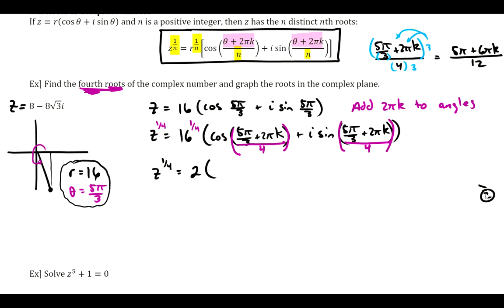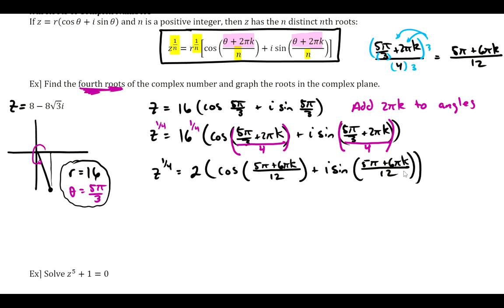Let me erase that though so that I have enough room. Okay, and what we did is we also changed our angle. That's that scratch work to the top right there. 5 pi plus 6 pi k over 12. And again, that's the same angle for both cases. 5 pi plus 6 pi k over 12. Okay, so there's our big setup.